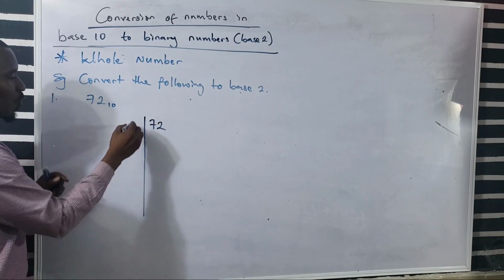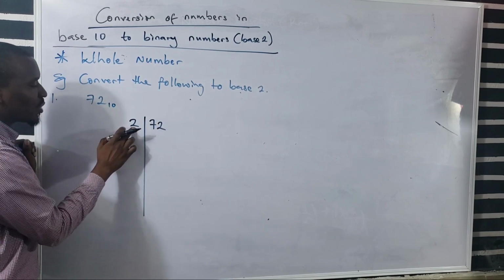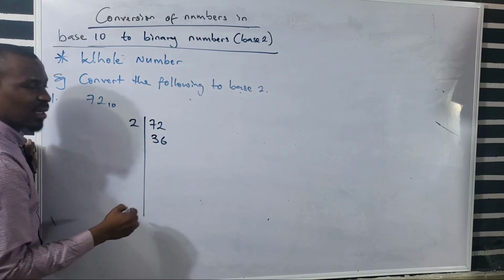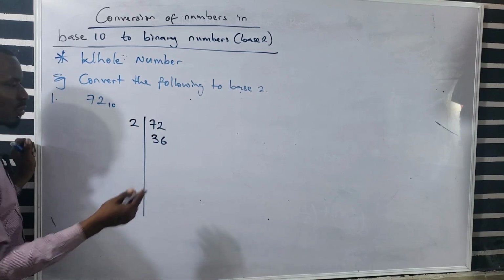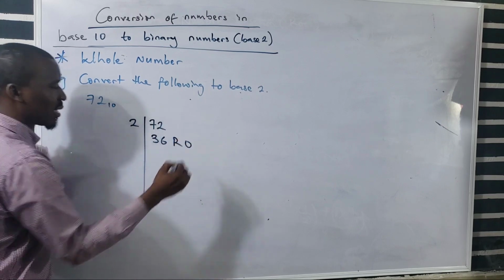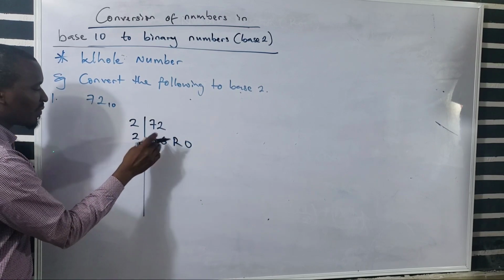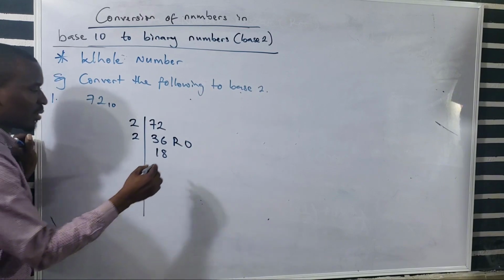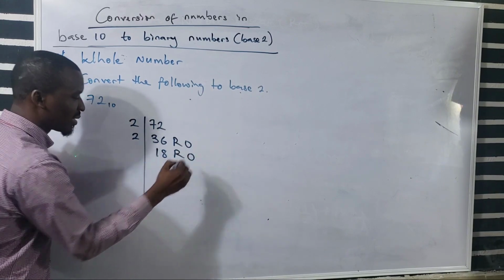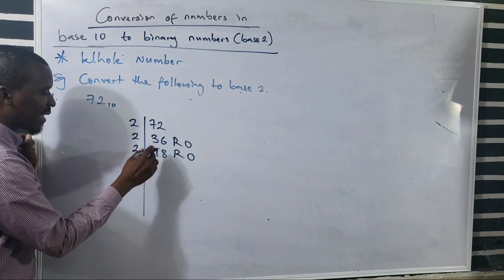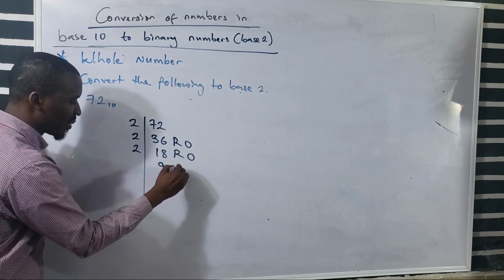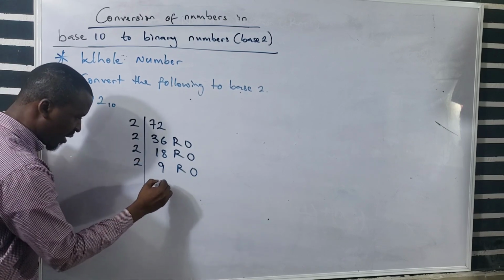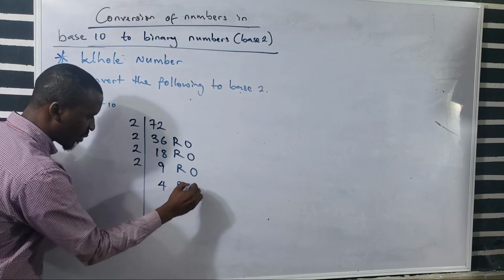72. We keep dividing by 2. So using 2 to divide 72, that will give us 36. Will anything be remaining? No. Remainder 0. Using 2 to divide 36, that will give us 18. Will anything be remaining? No. That's remainder 0. We divide again, that will give us 9, remainder 0. We divide again, that will give us 4, remainder 1.